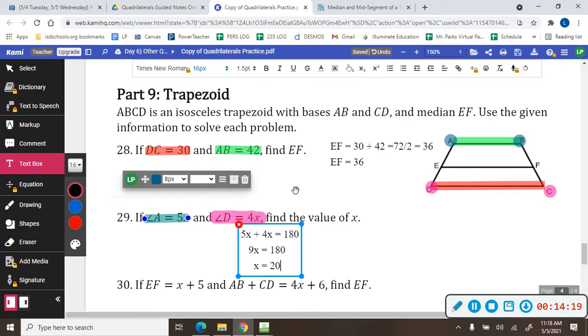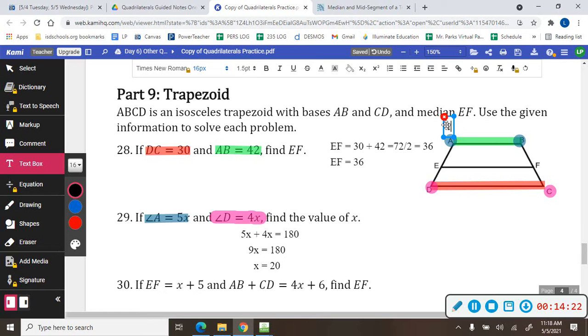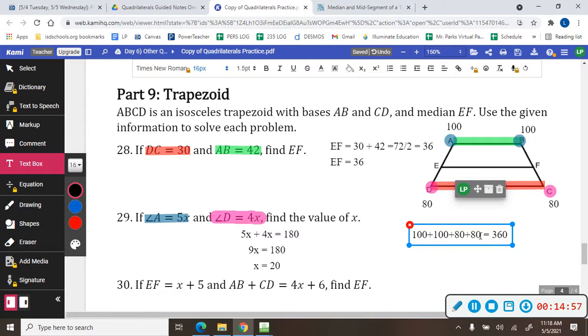So angle A would be 5 times 20. That'd be 100. Which means B would be 100, because A and B are the same. D would be 4 times 20. That'd be 80. Which means this one's 80. And then to check my work, I know if I take 100 plus 100 plus 80 plus 80, I should get 360. And so that'd be 200, 280, 360. Yep. So checking my work, that does equal 360.